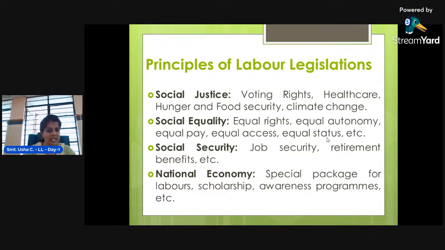First one is social justice. So, social justice, we call it ಸಾಮಾಜಿಕ ನ್ಯಾಯ, right? So here, to give equality and social justice to the employees or workers of the organization, the labor laws mention that employees must also be given voting rights. They must be given voting rights.